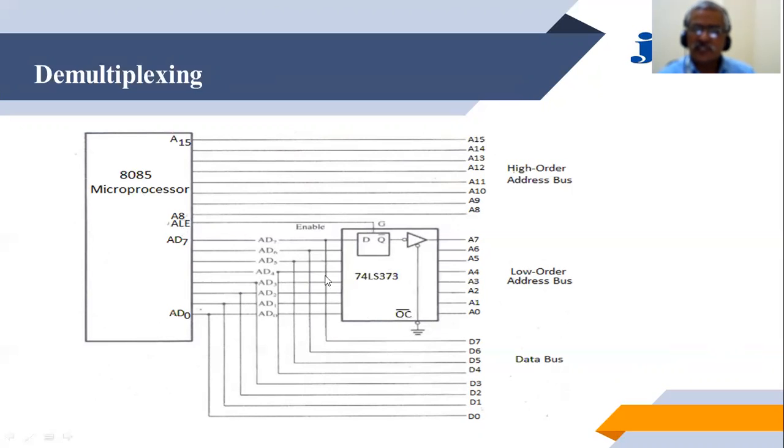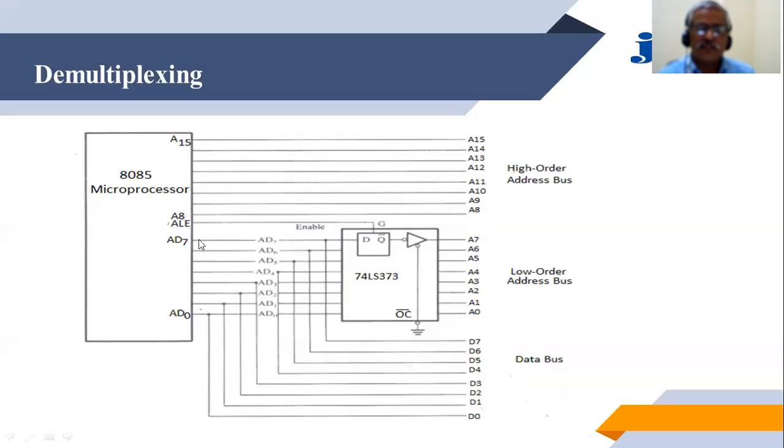So once this chip has been selected or enabled, all the input lines to the 74LS373 will act as address lines, and we will latch them at the output so that we only have A0 to A7. At other times, when the 74LS373 is not latched, the content of AD0 to AD7 is treated as data and is taken out separately as D0 to D7.